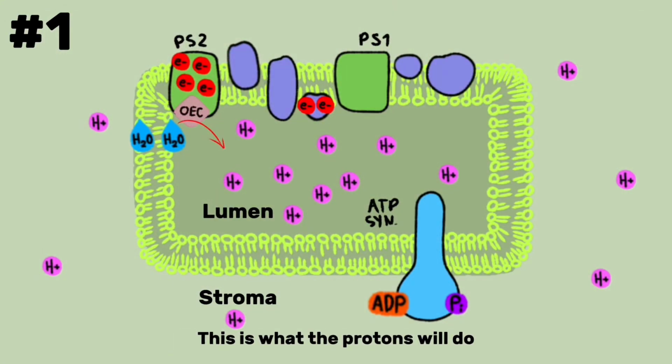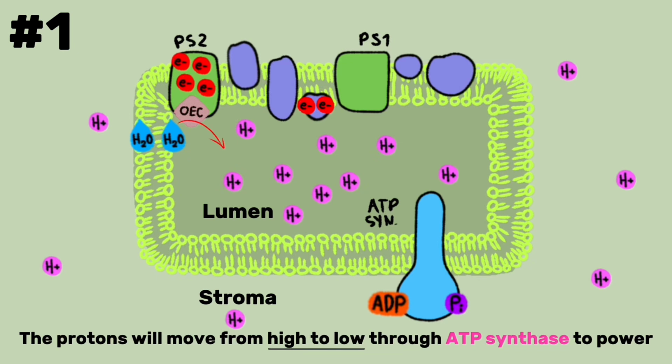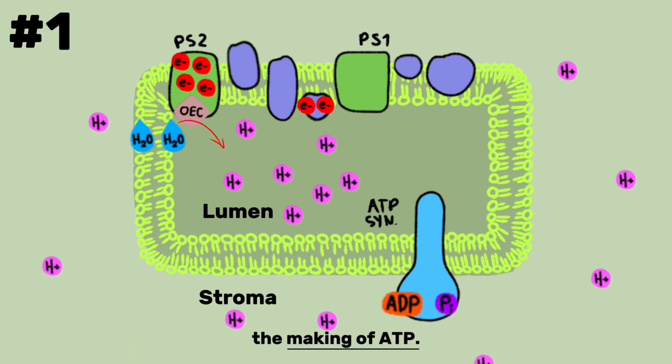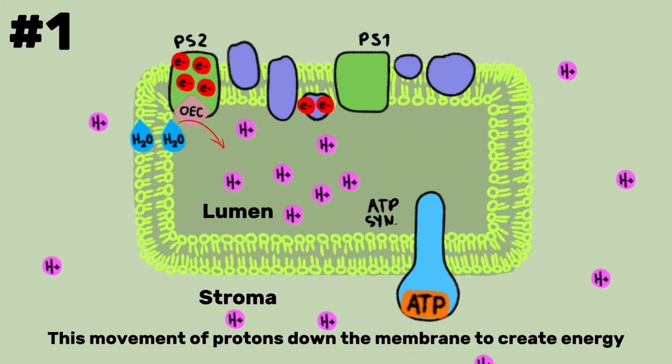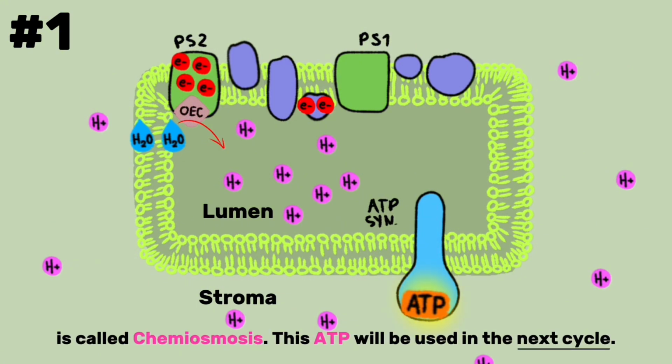This is what the protons will do. The protons will move from high to low through ATP synthase to power the making of ATP. This movement of protons down the membrane to create energy is called chemiosmosis. This ATP will be used in the next cycle.